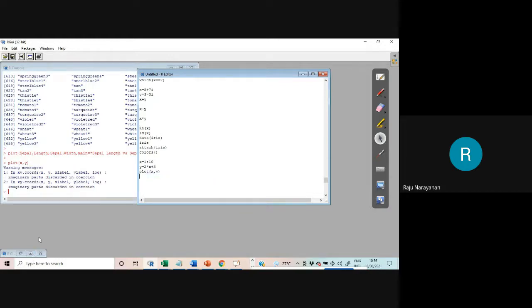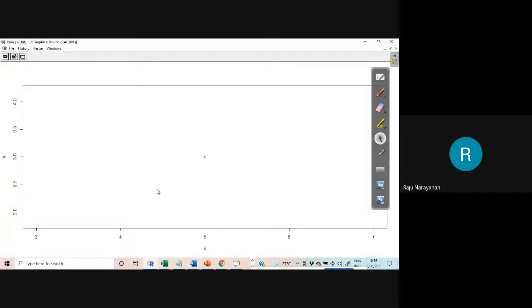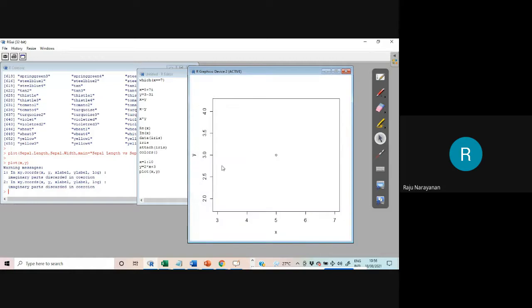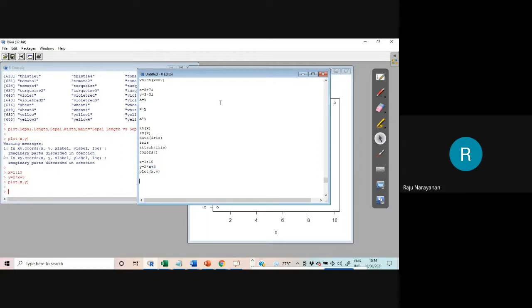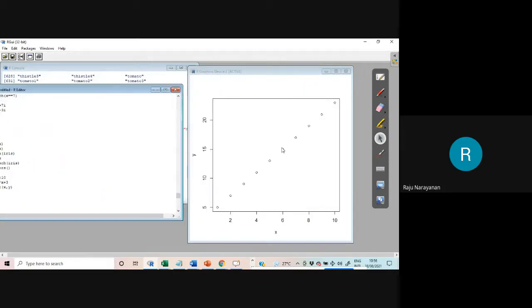Warning message. What is the warning message? In XY coordinates, it has given x is equal to 1 to 10, y is equal to 2x plus 3, plot x comma y in xy coordinates. I have to select all. I just selected plot xy. Okay, so we are getting a straight line.